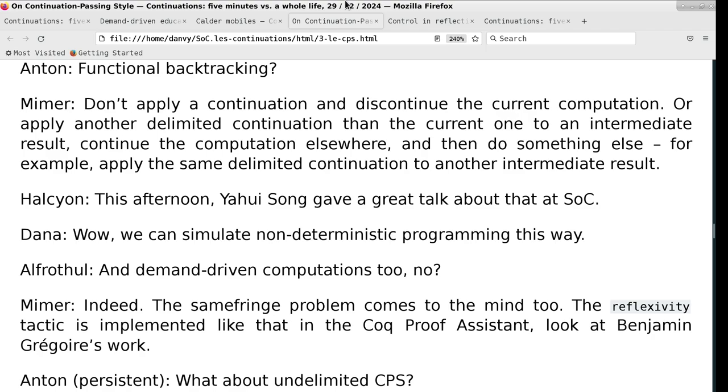This afternoon, Yahui Song gave a great talk about that. Wow, we can simulate non-deterministic programming this way. And demand-driven computations too, no? Indeed. The same fringe problem comes to mind too. The reflexivity tactic is implemented like that in the Coq proof assistant. Look at Benjamin Gregoire's work.